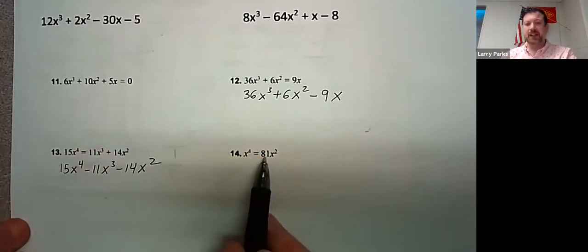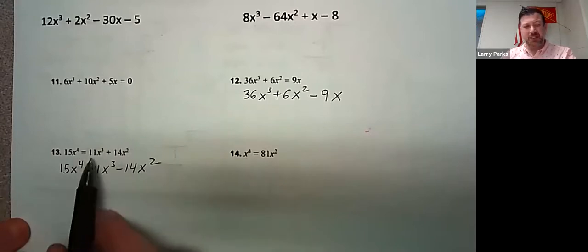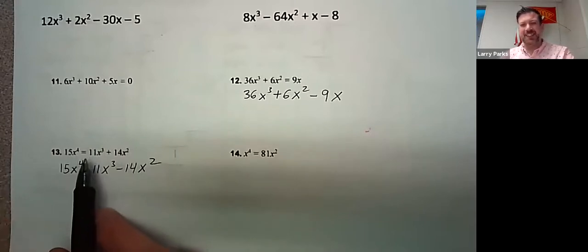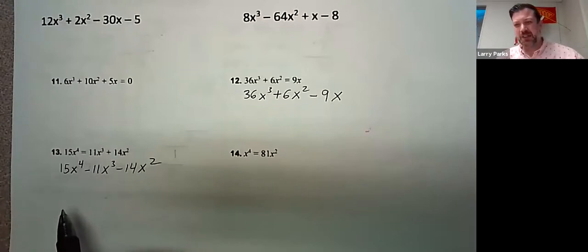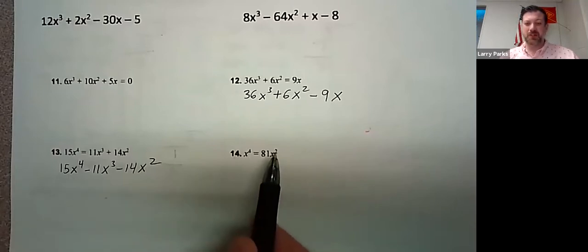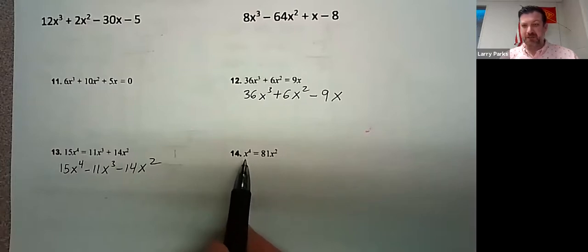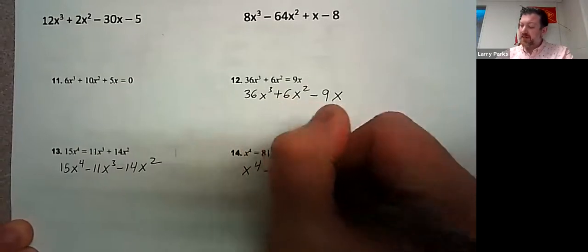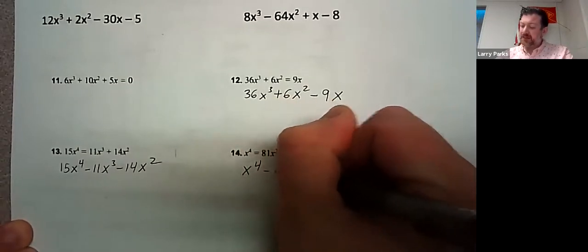Here, and again, you may be asking, why didn't you move that one to the left or to the right? I didn't move this to the right because I don't like dealing with negative numbers in the front. I like to keep that first number positive whenever possible. So like here, which one do I move? I'm going to move this one over to keep the x to the fourth positive. So this is going to be x to the fourth minus 81x squared.